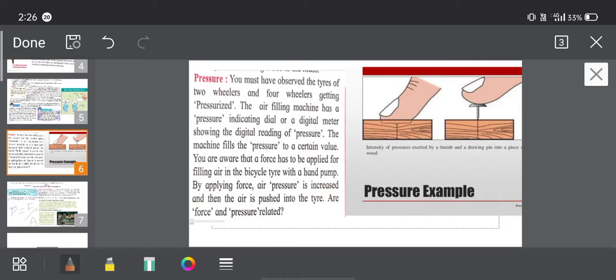Are force and pressure related? This is the question: are force and pressure related to each other?